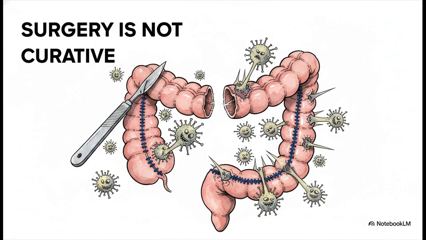Now, I need to pause here because this is a really critical clinical distinction. Unlike ulcerative colitis, surgery for Crohn's disease is never curative. Because Crohn's can affect literally any part of the gastrointestinal tract, simply cutting out the currently diseased section doesn't magically stop the underlying immune dysregulation. In fact, the disease very frequently just recurs right at the site of the surgical anastomosis.